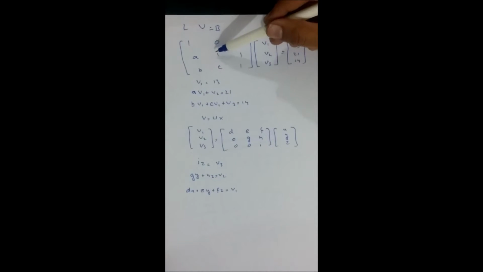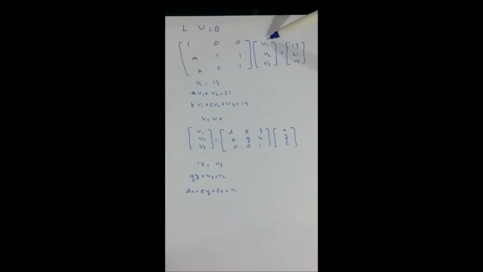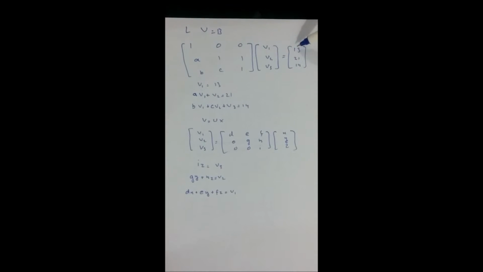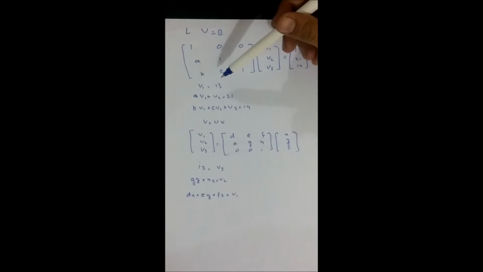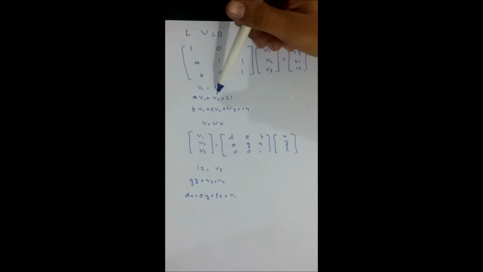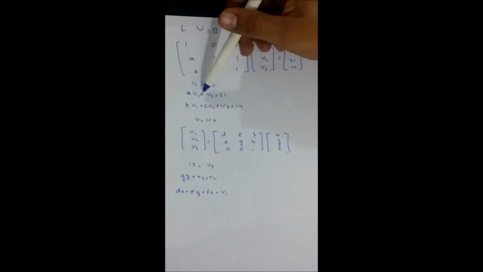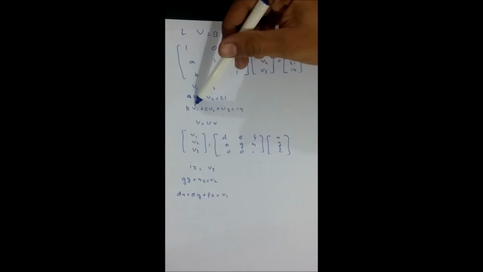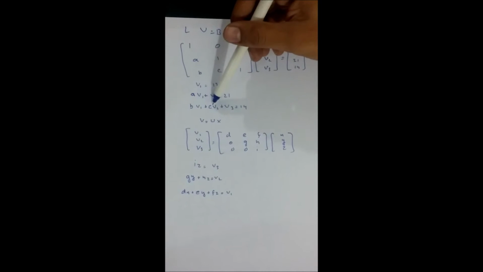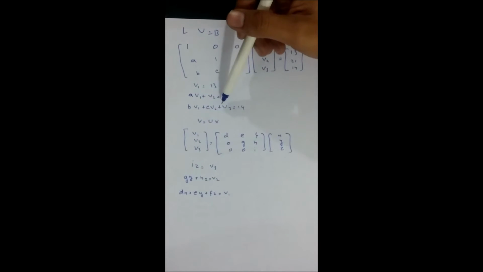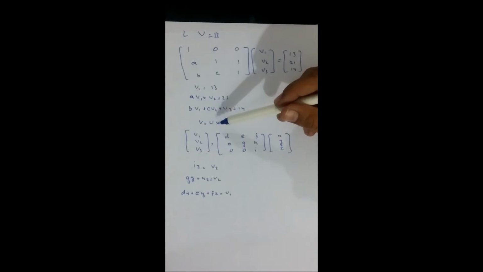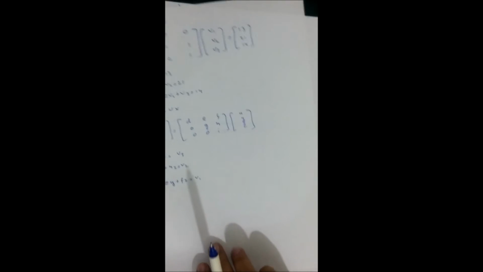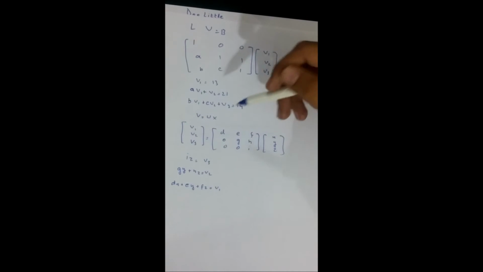The lower triangular matrix is given as this. V is the set of new unknowns, and b is the values on the right hand side. V1 is equal to 13, and similarly by using the values of V1 and A, we can find the value of V2, and by using the values of V1, V2, B, and C, we can find the value of V3.